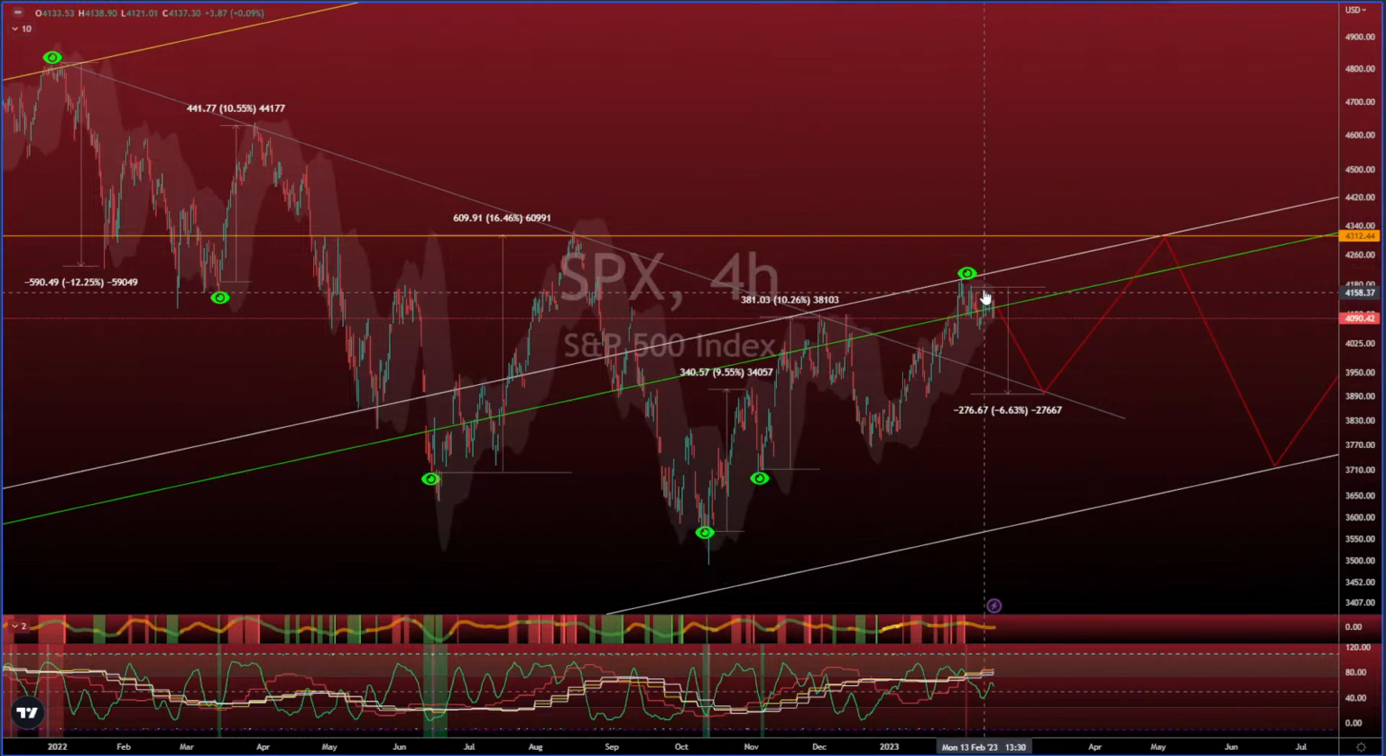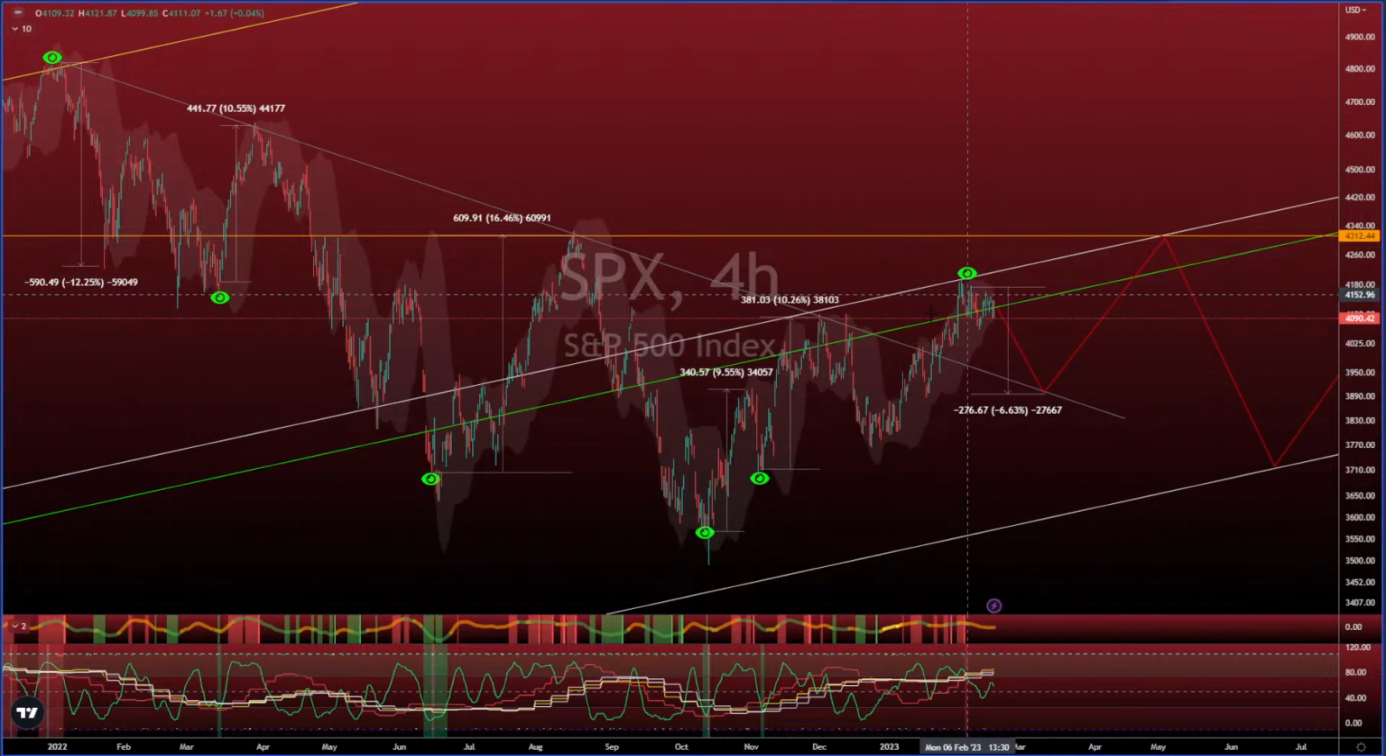We are just now getting our first sell signal, we haven't had one in over a year. The last sell signal that we got was in January of 2022, and now we're in February, almost March of 2023, and we're just getting our first sell. So let's wait and see how this plays out.